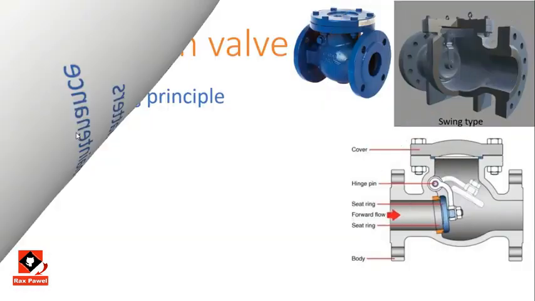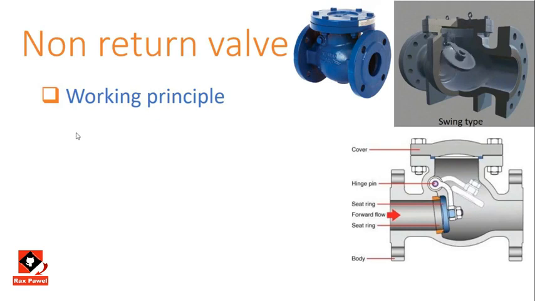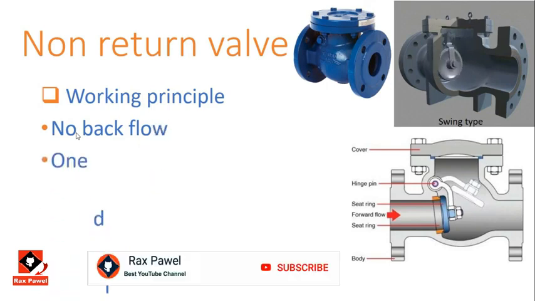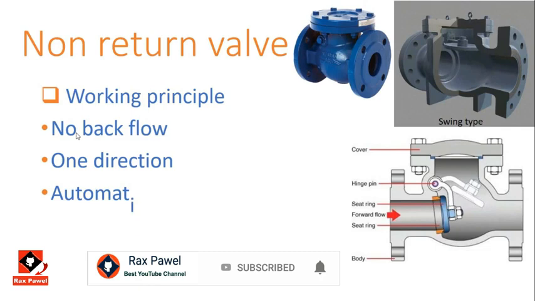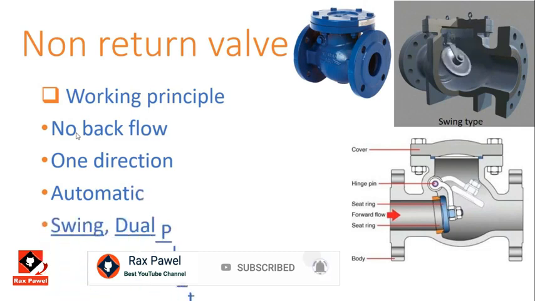Working principles of non-return valve, also known as check valve. The function of this type of valve is to prevent backflow by a moving seating ring. They allow flow in only one direction. Usually these valves are essential after a pump. These valves work automatically, like during a power cut. There are three types such as swing, dual and lift.